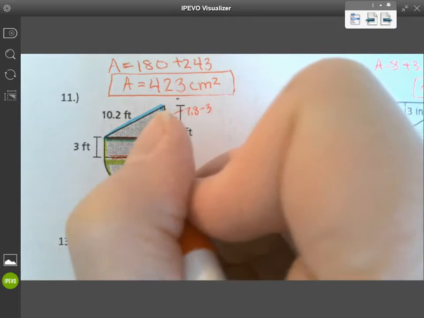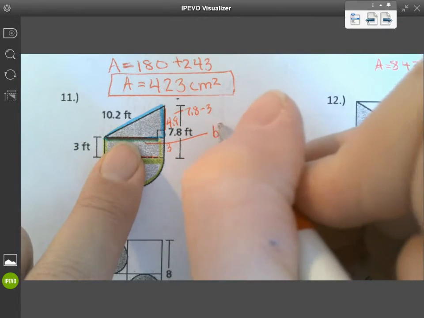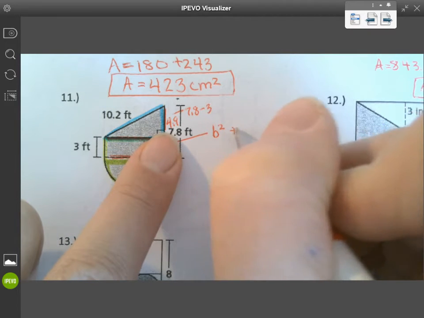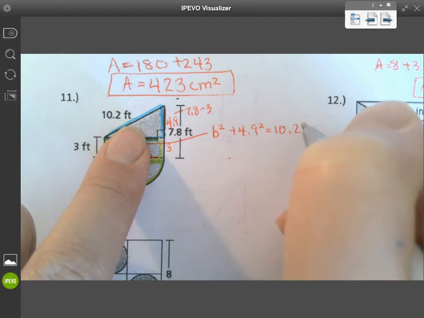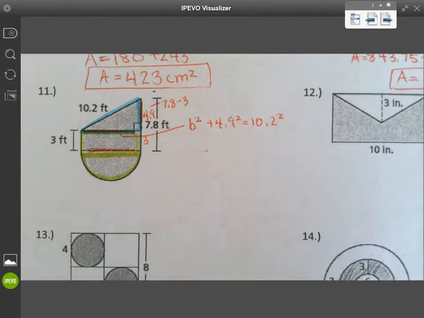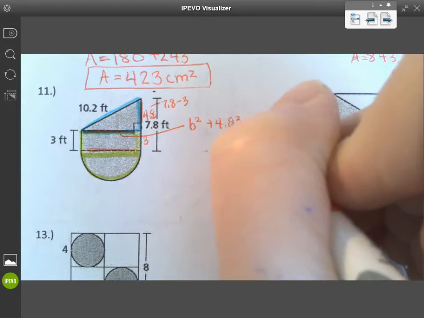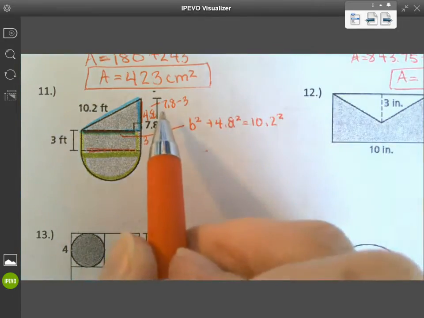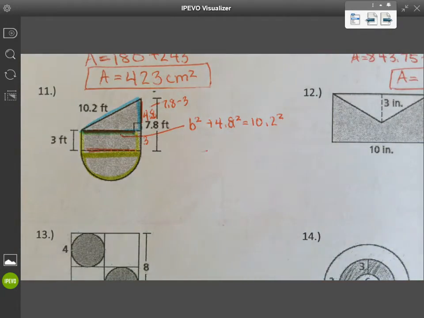And again, to find this, I'm using the Pythagorean Theorem. So I'm just going to do a squared plus 4.9 squared equals 10.2 squared. So really had to look at that and see what I needed. I'm going to do the same thing. Rather than writing these numbers, well, it's at 4.8. Yeah, that's my mistake. Thanks for catching that. This is 7.8, so it should be 4.8. I don't know where I got the 9 from. Good catch, because everything would have been wrong.